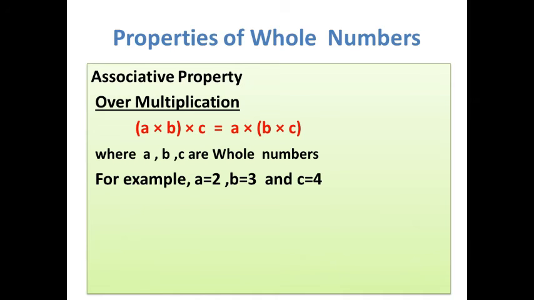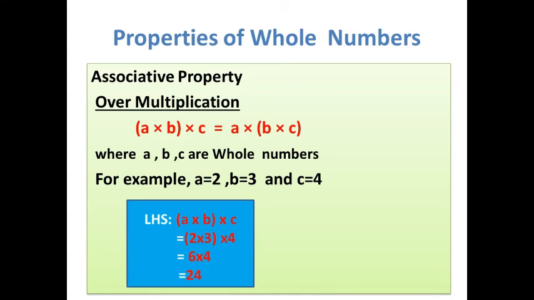Now let us check this property over multiplication. (a × b) × c is equal to a × (b × c), where a, b, c are whole numbers. To verify this, we take values a equals 2, b equals 3 and c equals 4. In LHS I have (a × b) × c. Putting the values, (2 × 3) × 4. Solving the bracket, I have 6 into 4, then finally 24.